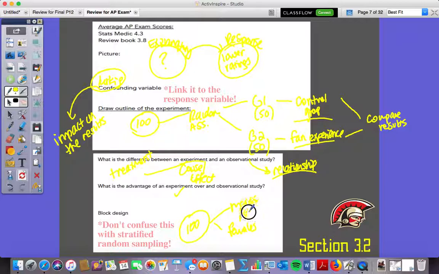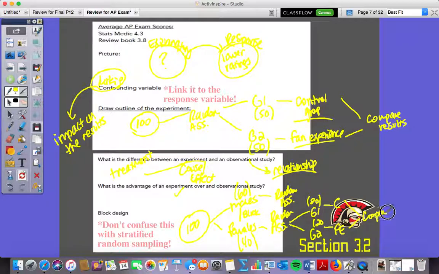And then what we're going to do is we're going to say that that's a block. That is not random. Then afterwards, we're going to go into random assignment. Random. Look at you doing it again. Let's say there were 60 males, 40 females that volunteered. We'll put them in there. When we randomly assign into group 1 and group 2, we'd have 20 and 20. Once we do, we then go into control versus the fan experience, and then we simply compare.